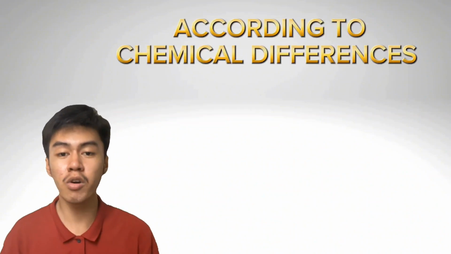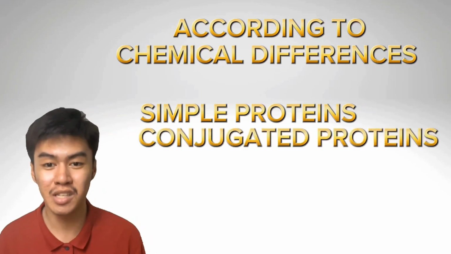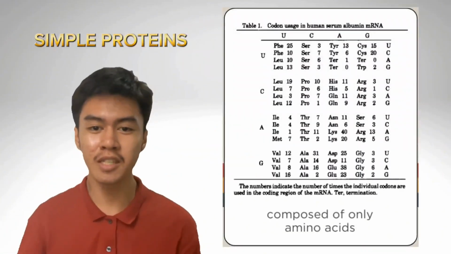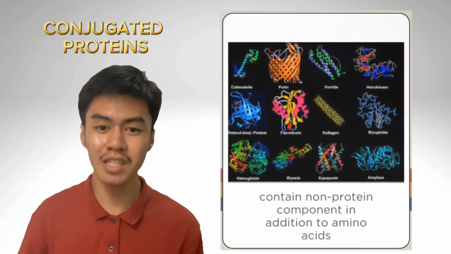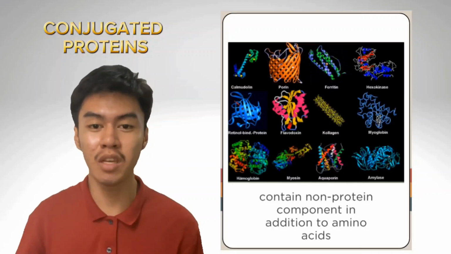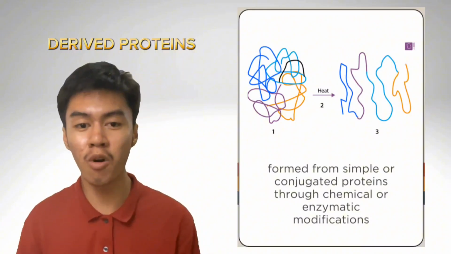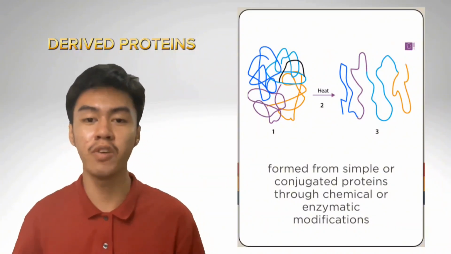So that's all for the classifications of proteins based on chemical differences. As a recap, we have here three different classifications of proteins according to chemical differences. Namely, we have simple proteins, conjugated proteins, and finally derived proteins. For simple proteins, they are composed of only amino acids. For conjugated proteins, they contain a non-protein component in addition to amino acids. For derived proteins, they are formed from simple or conjugated proteins through chemical or enzymatic modifications.